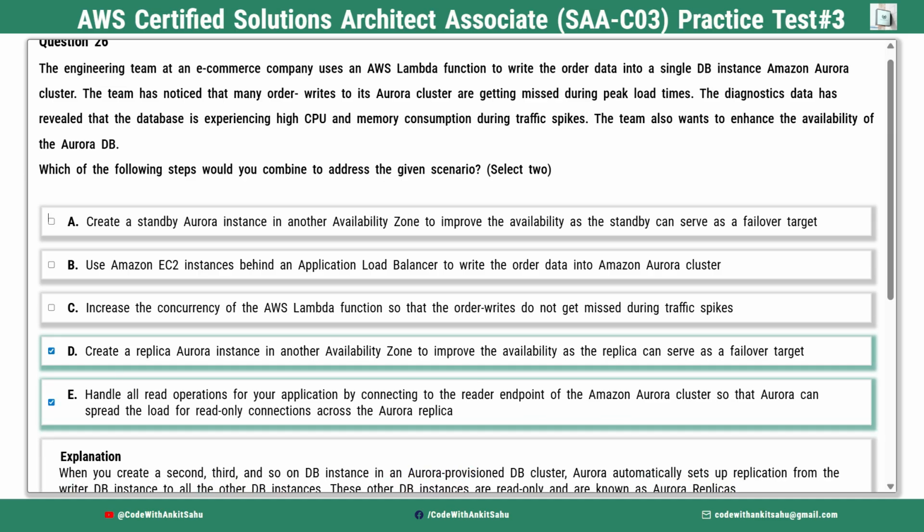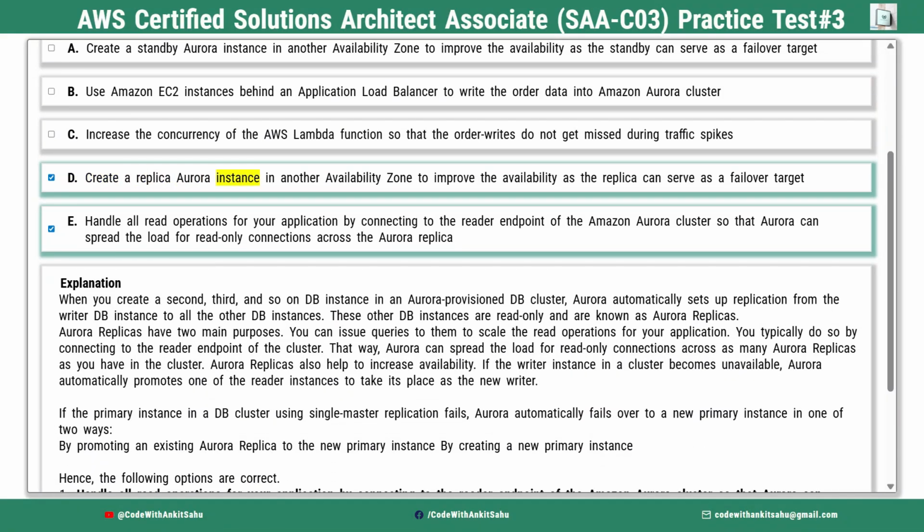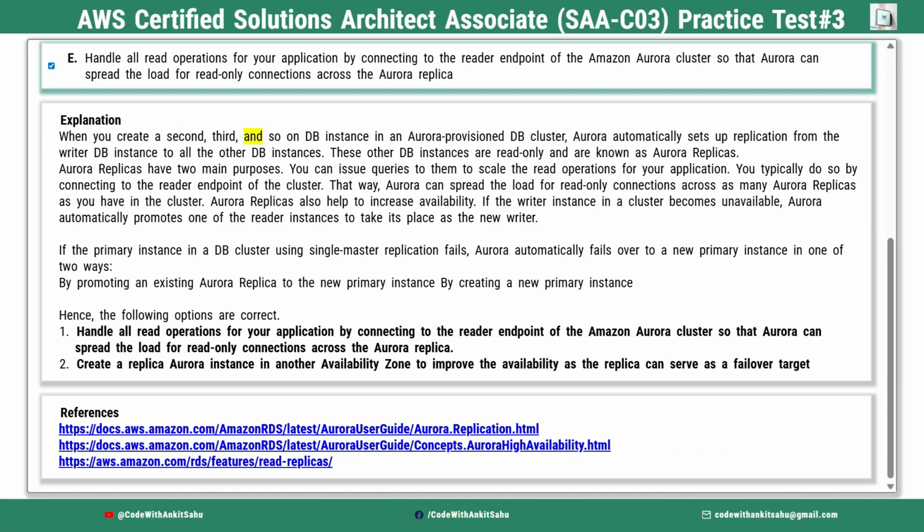Correct answer. Option D. Create a replica Aurora instance in another availability zone to improve the availability, as the replica can serve as a failover target. Option E. Handle all read operations for your application by connecting to the reader endpoint of the Amazon Aurora cluster so that Aurora can spread the load for read-only connections across the Aurora replica. Explanation: when you create a second, third, and so on DB instance in an Aurora provisioned DB cluster, Aurora automatically sets up replication from the writer DB instance to all the other DB instances. These other DB instances are read-only and are known as Aurora replicas.